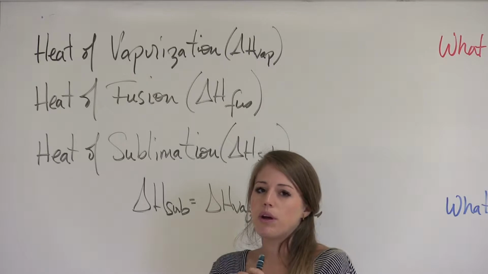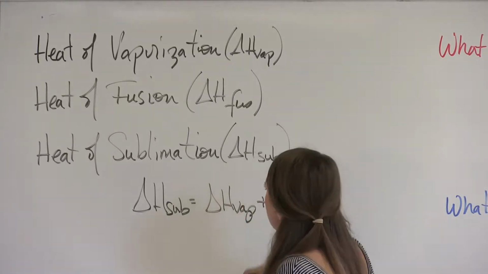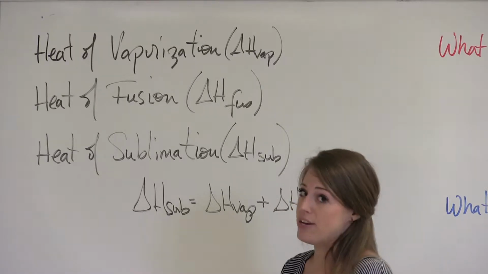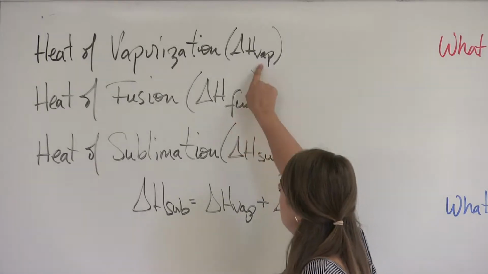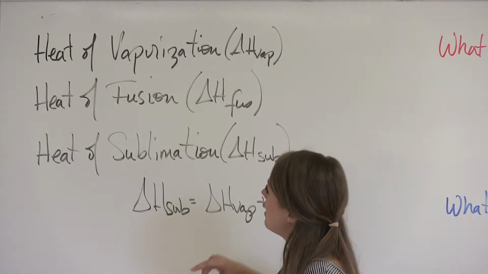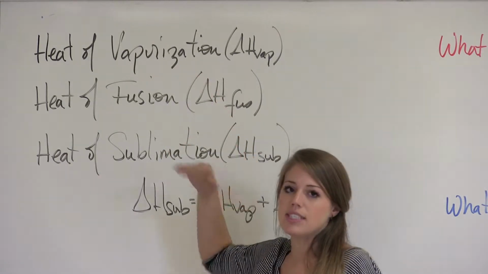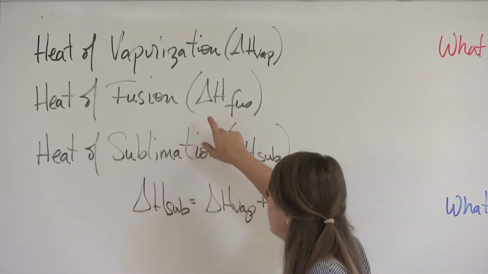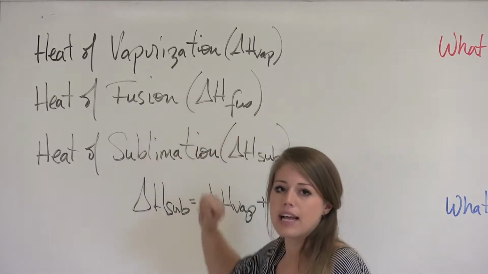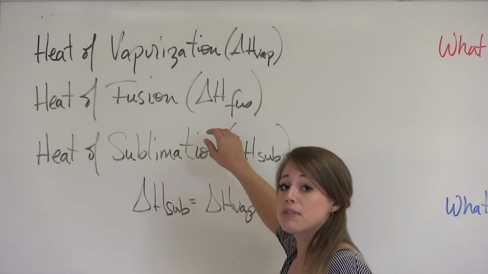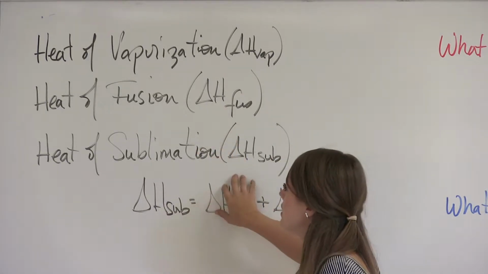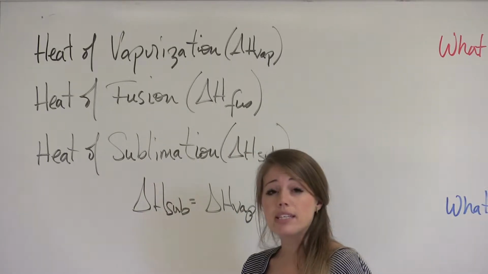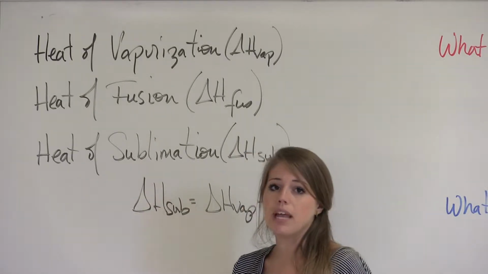of variables that we're going to represent when we're doing phase changes. The first one is called the heat of vaporization, which we abbreviate as delta H of vap. It goes from a liquid to a gas state. Then we have heat of fusion, delta H of fusion. Fusion represents melting, so we're going from a solid to a liquid. And then sublimation: we skip the liquid phase and go directly from a solid to a gas.